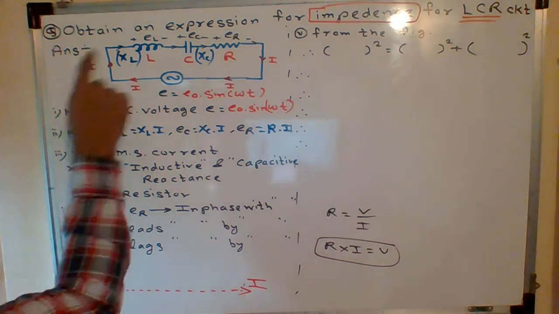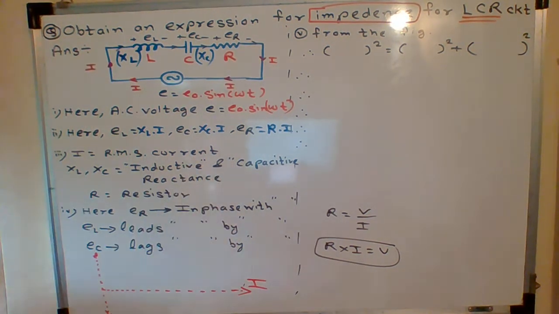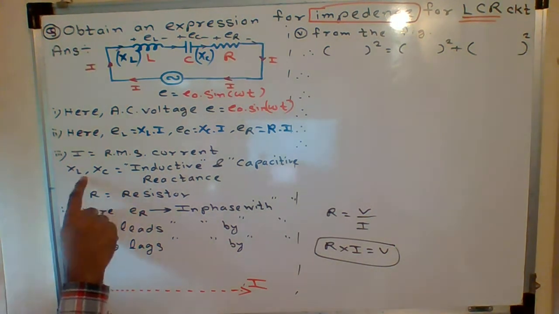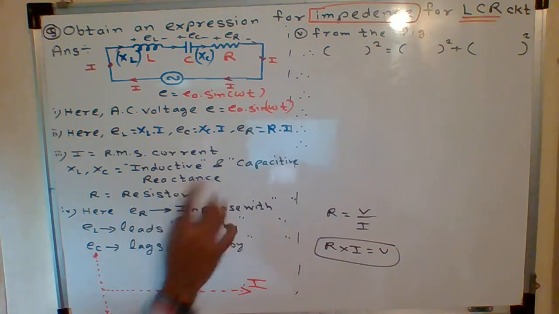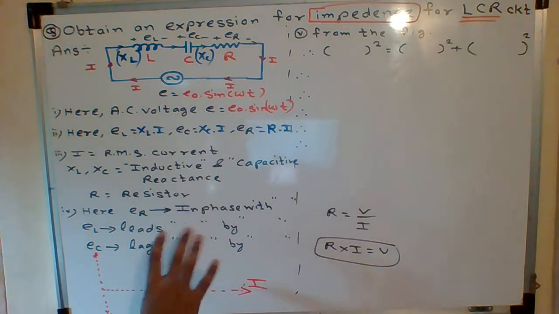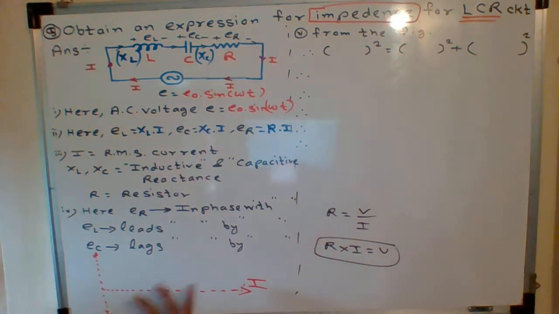So students, what is I here? I is the RMS current. And XL and XC are called inductive and capacitive reactance, meaning the resistance of that inductor and capacitor. All of you concentrate, I will explain it again. Don't worry, this is the initial part of the circuit. You have to explain this, and then we will start the mathematical part.